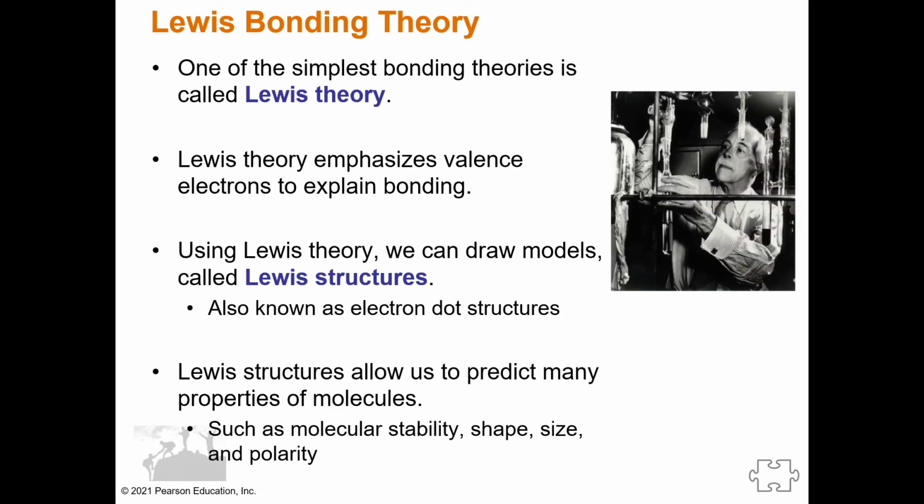There are several different bonding theories, but in this chapter we're only going to understand the Lewis bonding theory. You might have learned about this theory before, back in high school. You may have drawn Lewis dot structures already, but here we're also going to take a look at polarity and some chemical and physical properties of these different molecules.